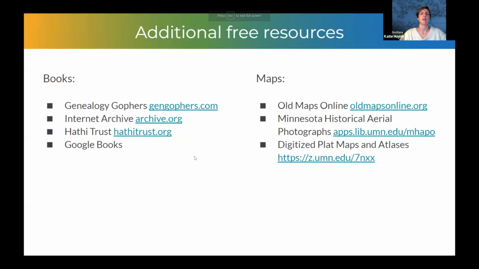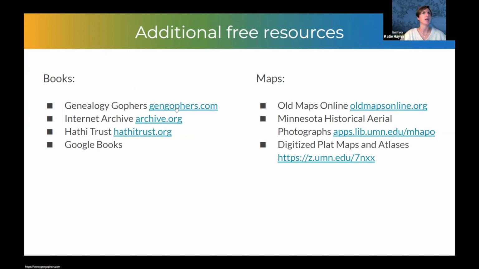All right. So here are some additional free resources. There is a lot of them, so I won't go over all of them in detail, but they are listed on the handout. Under books, these are some sites that contain whole books that can be viewed or downloaded. A few of them I'm sure most people have heard of: Internet Archive, HathiTrust, Google Books. They're all great places to find whole books.